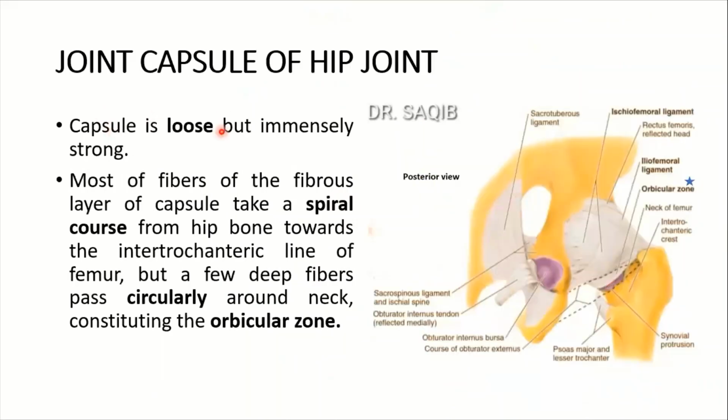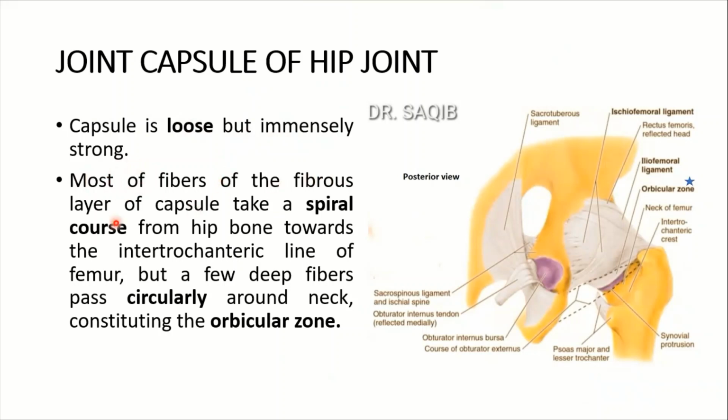So the capsule is loose but immensely strong. This is good. In comparison, in the shoulder joint, in the domain of stability, the capsule is also loose, but it is weak there. Here the capsule is also loose, but it is immensely strong.